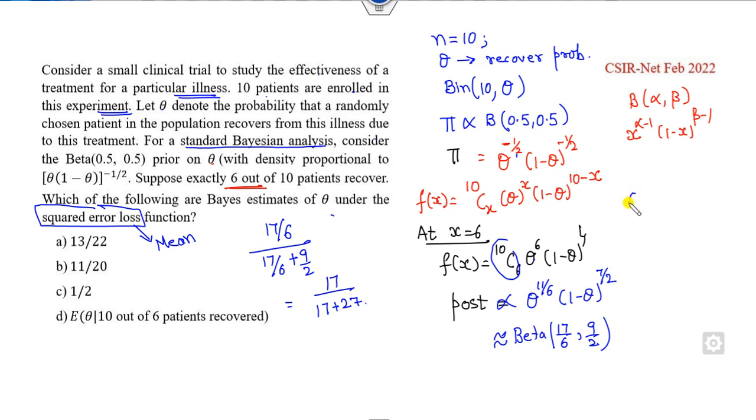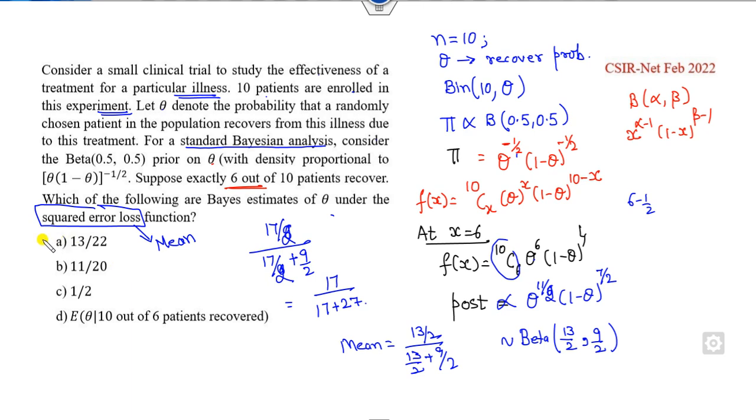If you multiply them, it is 6 minus half, 12. Sorry, it's a 2. It is my 2. Fine. So this is the calculation here. What is that? It follows a beta distribution of n plus 1, so 13 over 2 and 9 over 2. So what is the mean of this? The mean is 13 over 2 divided by 13 over 2 plus 9 over 2, which is 13 by 22.